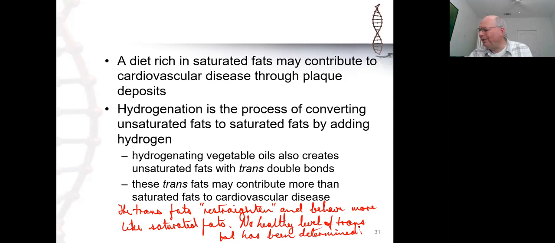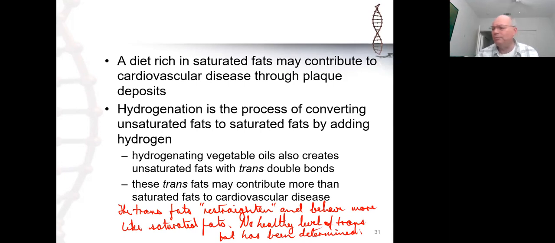So the reason why I've put there that no healthy level of trans fat has been determined is because trans fats in food are unnatural. In fact, trans fats in nature are essentially unknown. There are some exceptions to that rule. We know of a couple of organisms that do make small amounts of trans fats, but primarily unsaturated fats in nature are of the cis form, and the trans fats that occur in our food are the product of manipulation. They are synthetic, they're artificial.